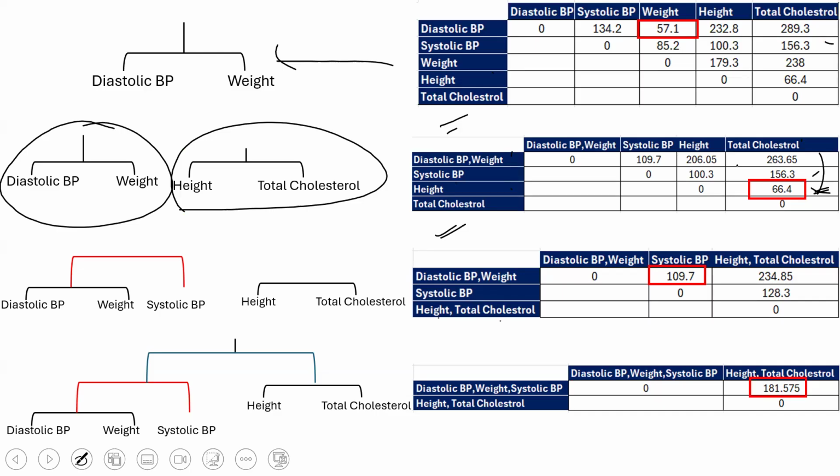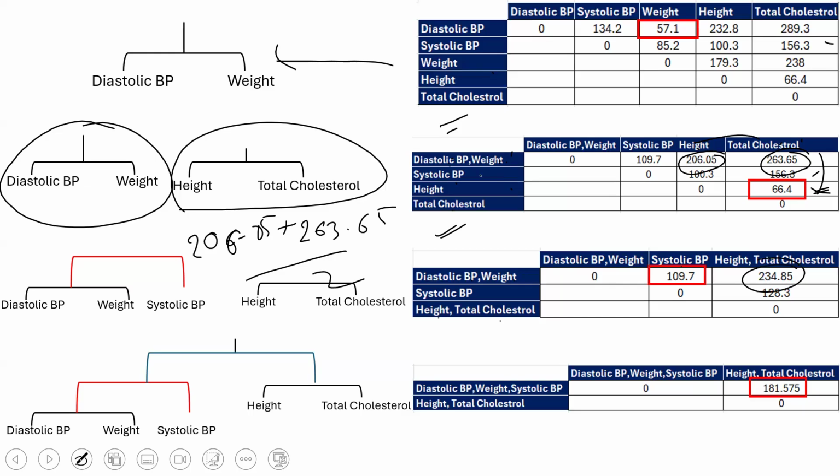So diastolic BP to systolic BP remains the same, but diastolic BP to height and total cholesterol has to be calculated. Instead of total cholesterol, we now have these two merged. How do you calculate it? Diastolic BP, weight to height is 206.5. Diastolic BP, weight to total cholesterol is 263.5. So diastolic BP, weight to height and total cholesterol is calculated by 206.5 plus 263.5 divided by 2. That gives you this particular value.